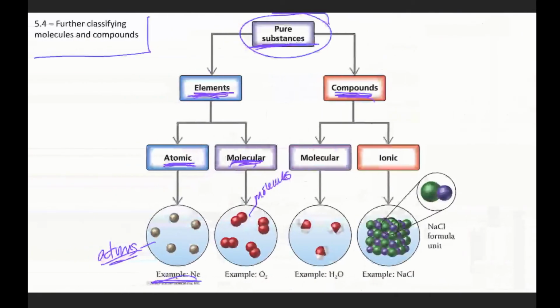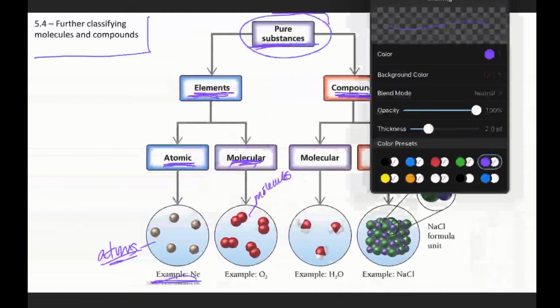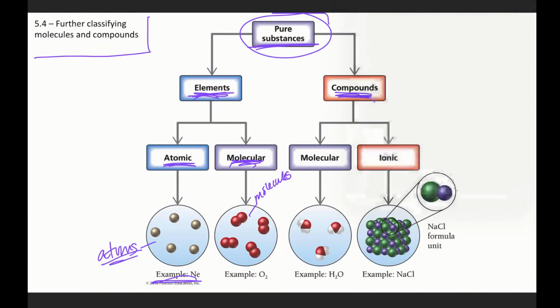All right. Then we have our compounds, which are definitely made of different types of atoms. That's the difference there. But we also have molecular compounds, which are also called molecules, because they're made up of atoms chemically bonded together. Just in a compound, there are specifically two different types of atoms. In a molecular element, it would be the same atom. Molecular elements are the same atom.